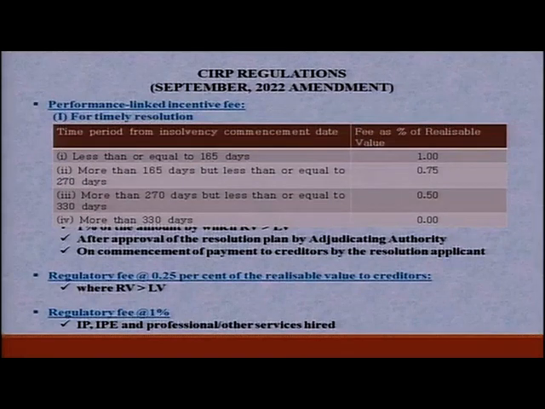The third point as well, similarly, is a regulatory fee of 1%. This was earlier a little lesser than this amount. So this has also been increased for IPs, IPEs, and other professionals and services hired. So these are professionals who are regulated by the IBBI. So with the same objective, for the IBBI to become financially self-sufficient, this fee was increased, keeping in mind the future growth as well as the manifold duties that would come along with it for the IBBI.